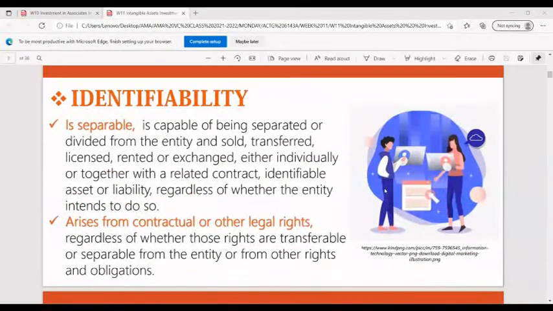For identifiable, it is separable, as in capable of being separated or divided from the entity, hence sold, transferred, licensed, rented, or exchanged either individually or together with a related contract. Identifiable assets or liabilities, regardless of whether the entity intended to do so, arise from contractual or other legal rights, regardless of whether those rights are transferable or separable from the entity or from other rights and obligations.